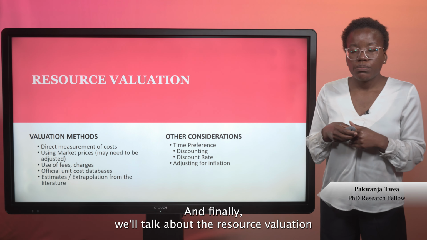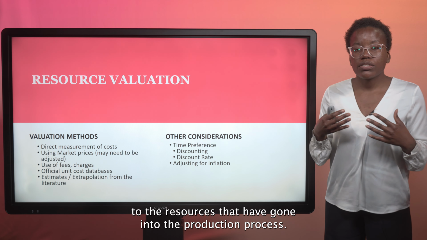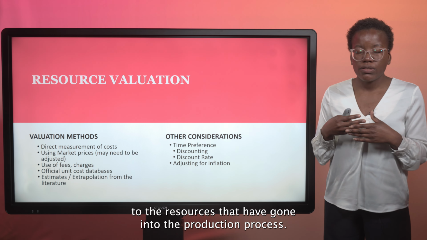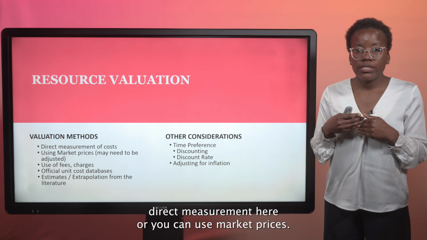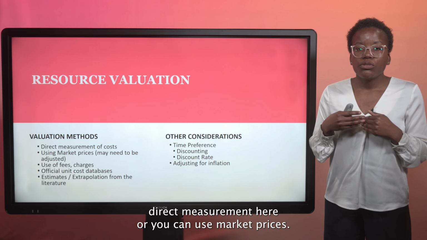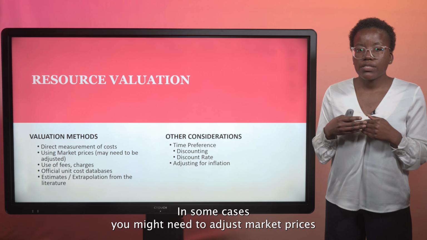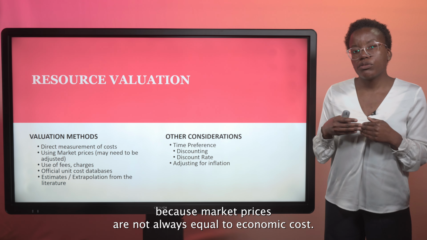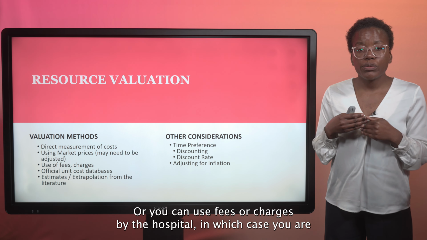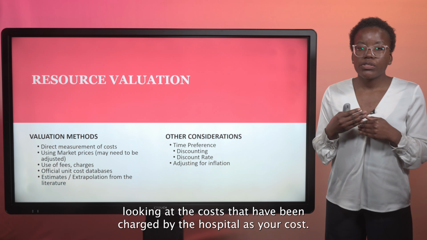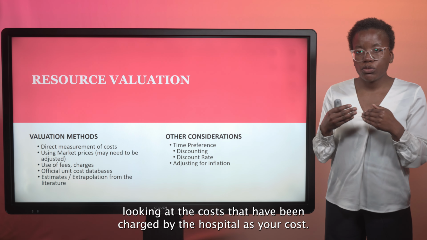And finally, we'll talk about resource valuation, or trying to attach a monetary value to the resources that have gone into the production process. And again, like we've discussed previously, you can use direct measurement here, or you can use market prices. In some cases, you might need to adjust market prices because market prices are not always equal to economic costs. Or you can use fees or charges by the hospital, in which case you are looking at the costs that have been charged by the hospital as your cost.